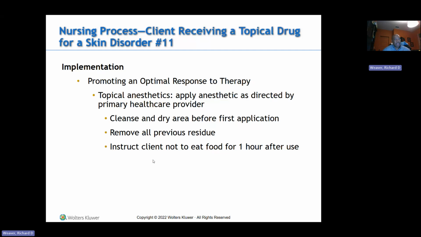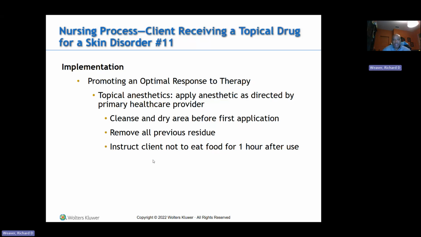Cleanse and dry the area. Now, in this case, we cleanse and dry the area before the first application. Remember, some of the medications you leave kind of moist, but here you want it to be clean and dry. Remove all previous residue. If there's any residue left from the previous application, we want to remove all of that. We also want to instruct the patient not to eat food for 1 hour after use of this medication.